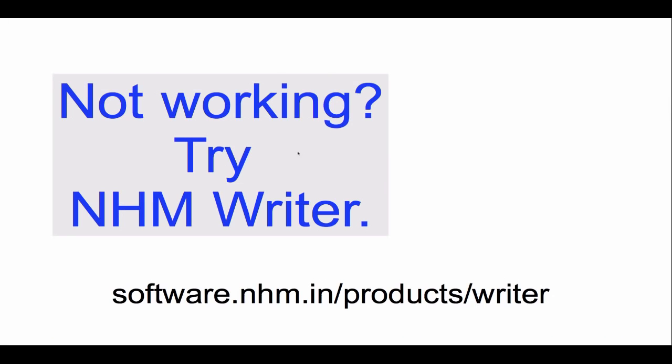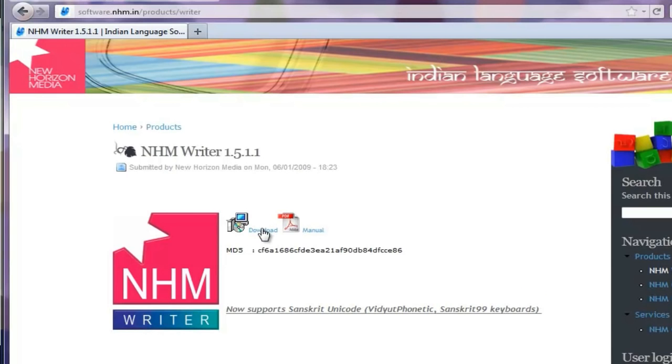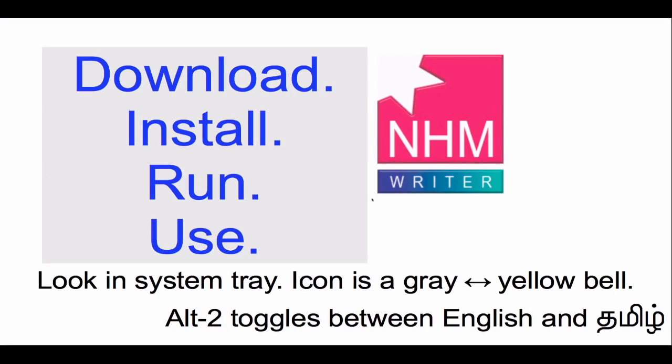And if it's not working, if this program, eKalape, is not working, try another program. It's also free. It's called NHM Writer. You can get it from this URL. Click on the download link, save it to your computer. So download it, install it, run it, and when you run it, it's going to be in the system tray.